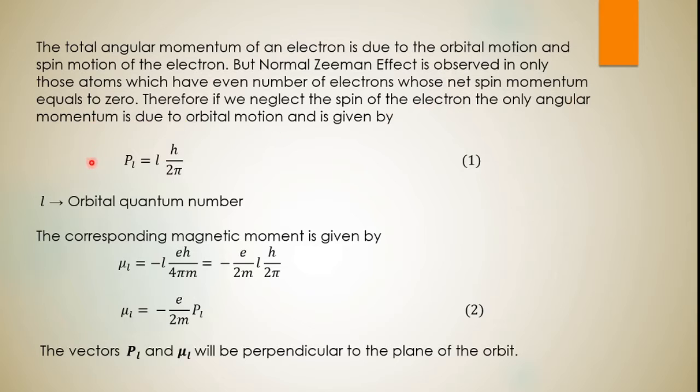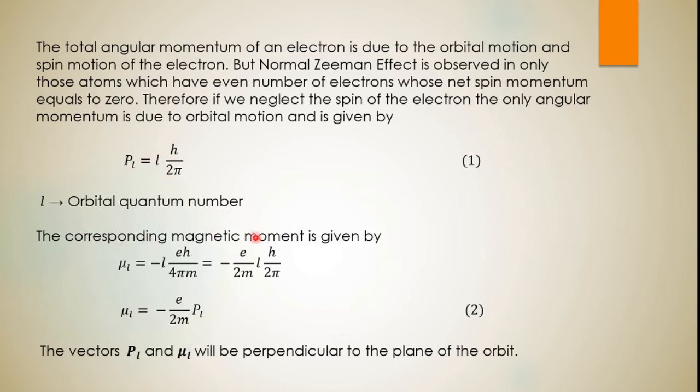I have represented the orbital angular momentum of the electron by the letter PL here. The orbital angular momentum is quantized, hence we have PL equal to L into h by 2 pi, where L is the orbital quantum number.